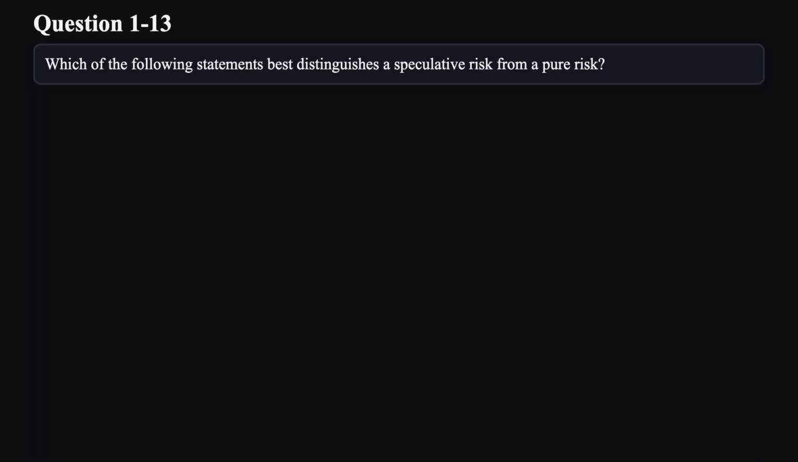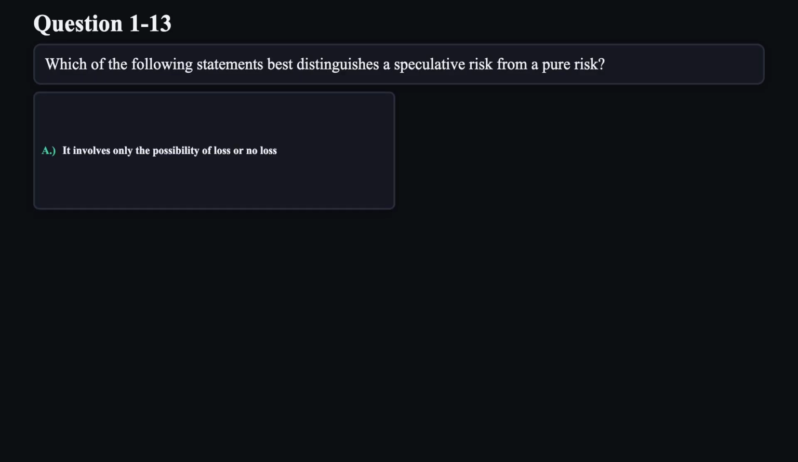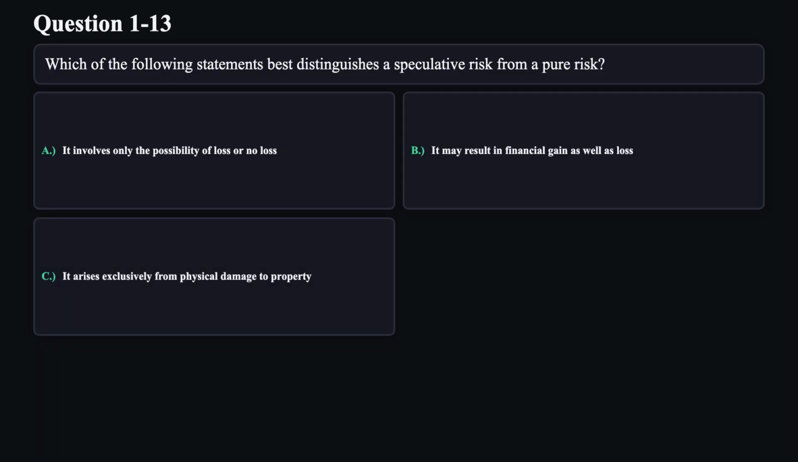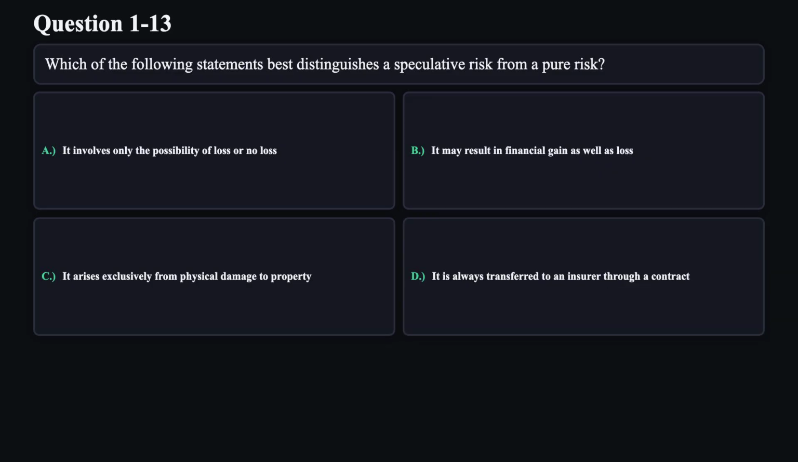Question 13. Which of the following statements best distinguishes a speculative risk from a pure risk? A. It involves only the possibility of loss or no loss. B. It may result in financial gain as well as loss. C. It arises exclusively from physical damage to property. D. It is always transferred to an insurer through a contract.